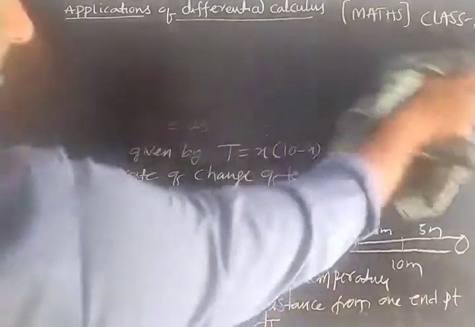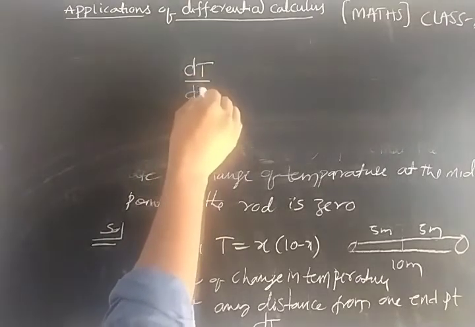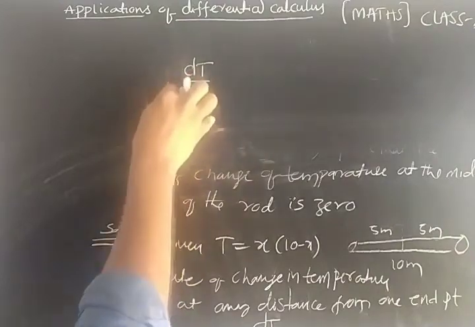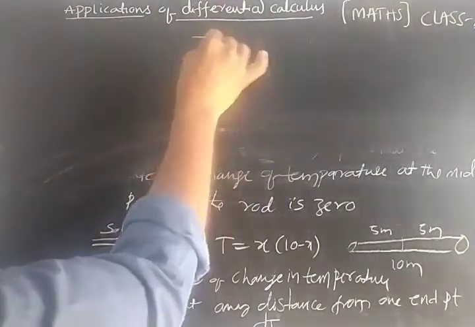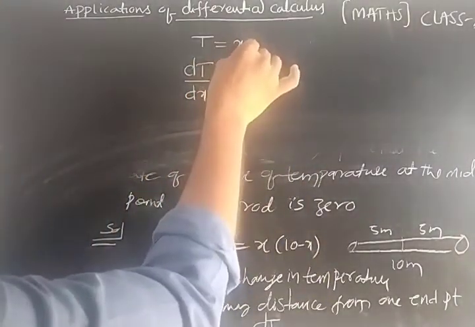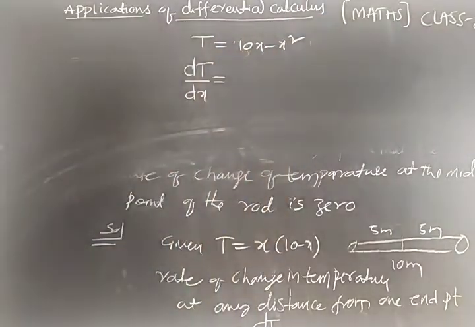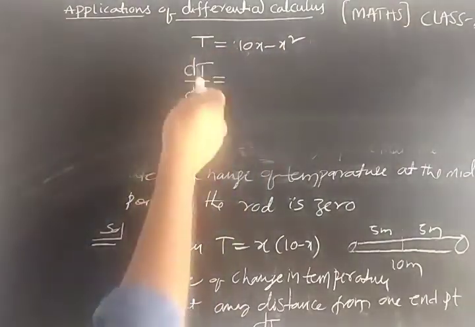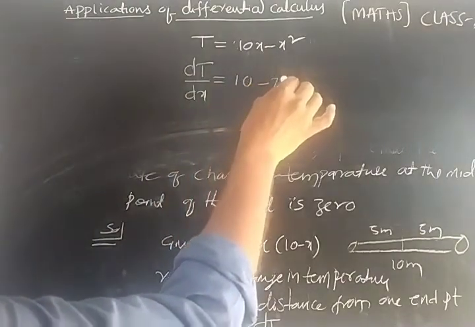dT by dx means the rate of change in temperature when the length of the rod changes. What is the T function here? T is x into (10 minus x). By multiplying it, you will get 10x minus x square. So I got temperature in terms of x. Now I am finding the derivative dT by dx, differentiating with respect to x. You will get 10 minus 2x.